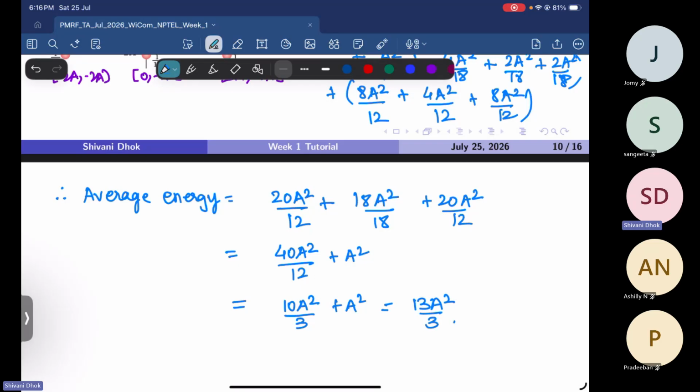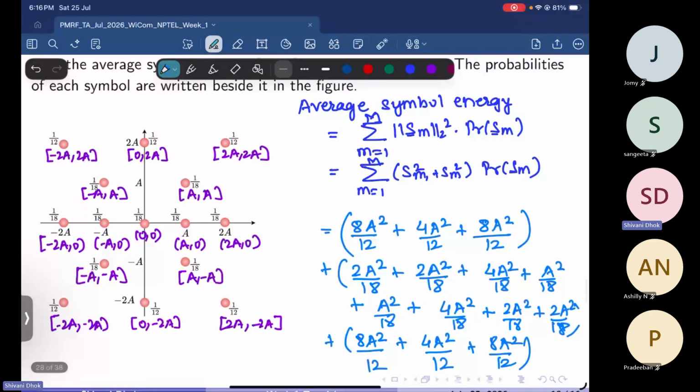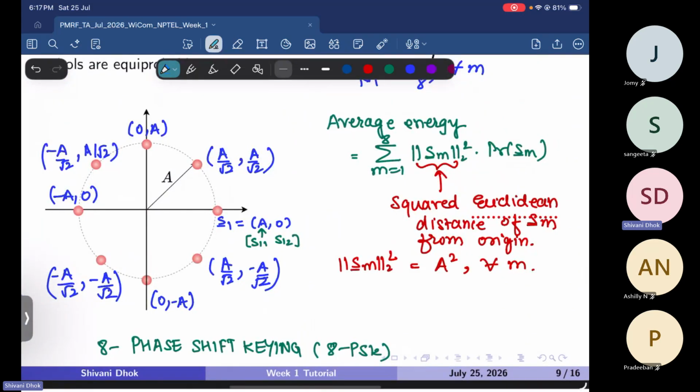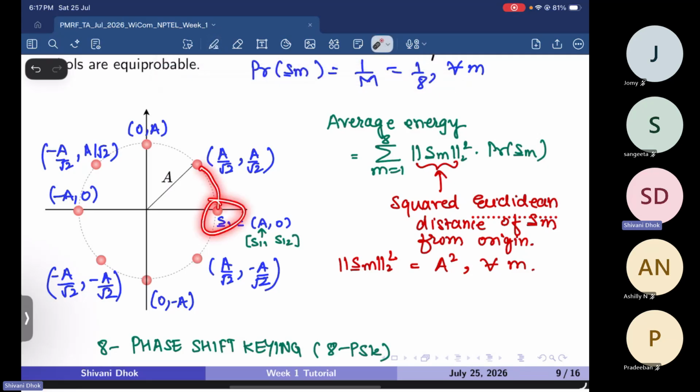So this is a standard approach of finding the average energy of a constellation for a given constellation diagram and the associated probabilities. So coming to Sangeeta's question, how to find average energy of an 8-bit QAM. QAM is quadrature amplitude modulation scheme. In phase shift keying you are embedding information in phases. As you change the phase from this to this, a 45-degree change, you're changing the symbol, so the information is embedded in phase.